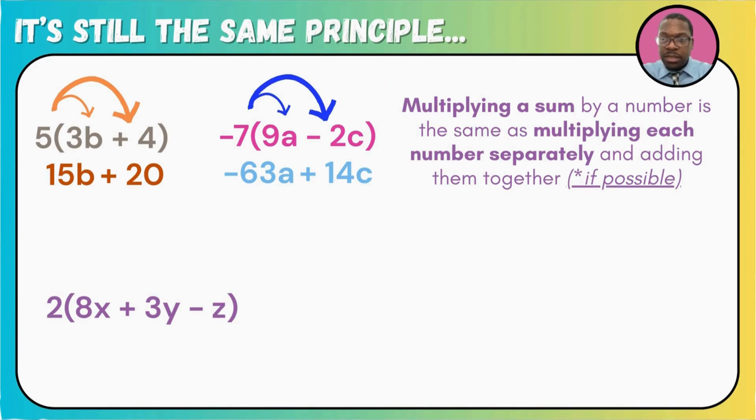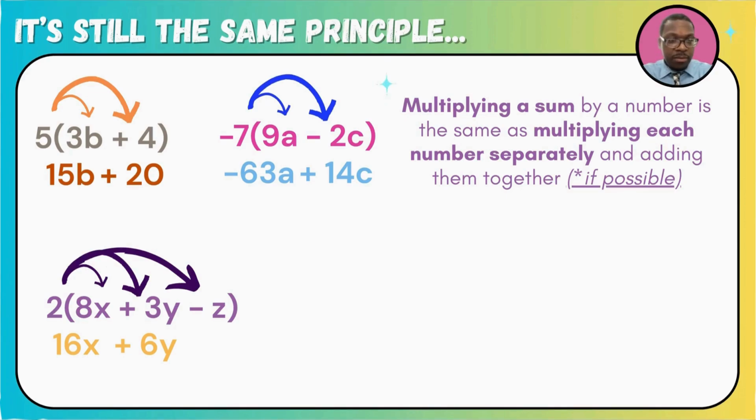So 2 times 8x plus 3y minus z. All right, 2 times 8x should give us 16x. Okay. 2 times positive 3y. So 2 times 3 should give us positive 6y. And last but not least, now don't get confused on this one, 2 times negative z. Remember, there's just one z, so 2 times negative z should give us negative 2z.